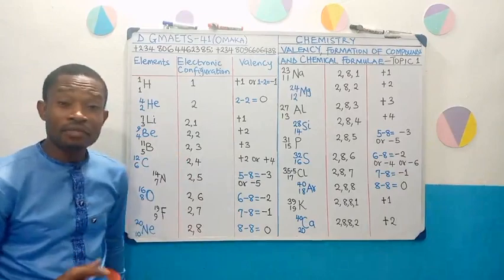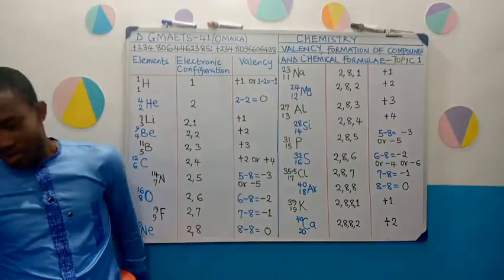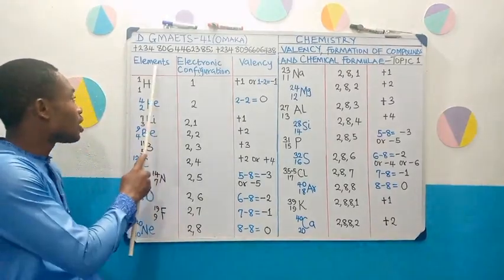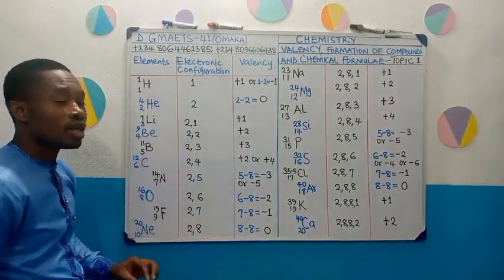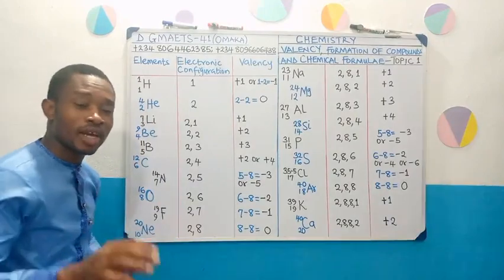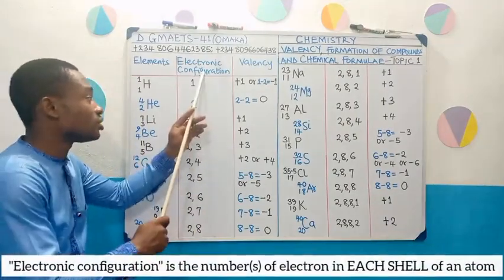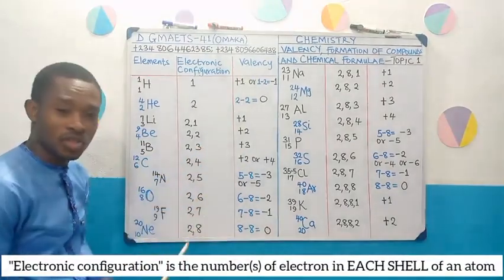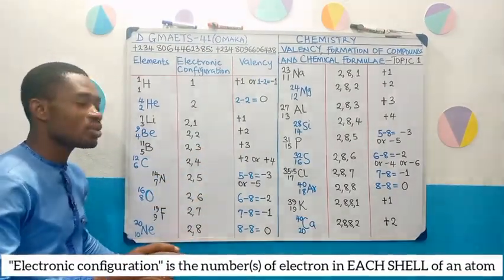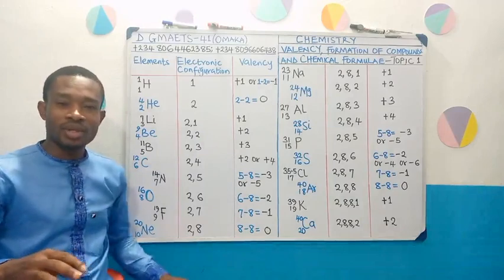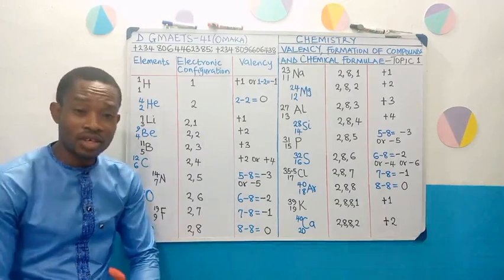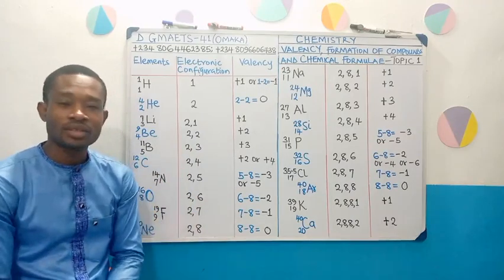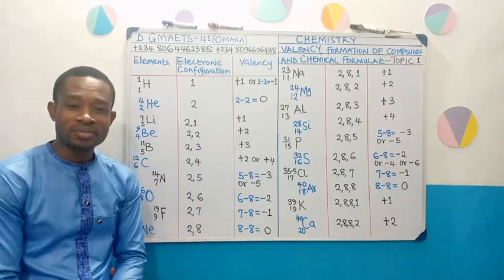In the table, we have 3 columns, is that not so? You can see that. One of the columns is a column for elements. The other is a column for electronic configuration. The other is a column of valency. All of these, we are going to actually deal with them. We're going to study them, make use of them in the course of these subjects. So, are you ready? Good.